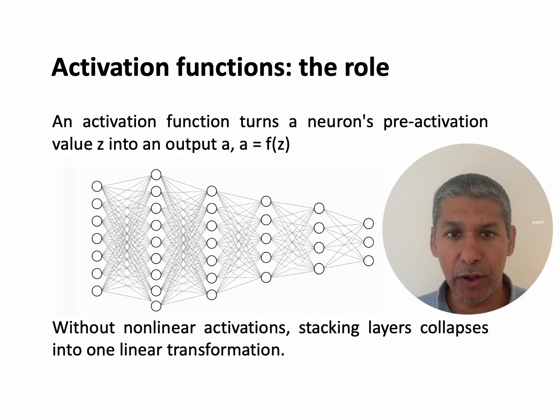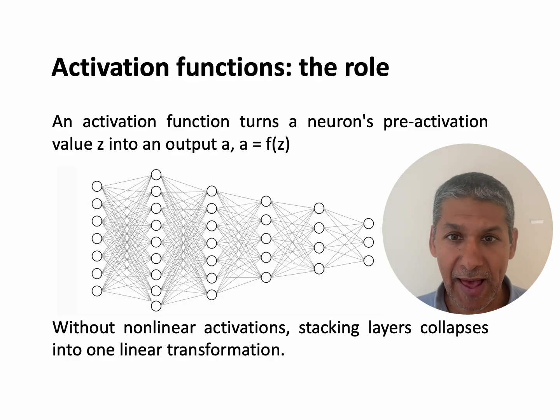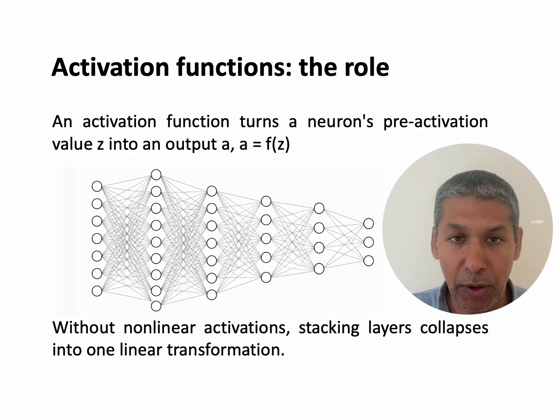Essentially, you want to turn the neuron's pre-activation value z, which is a linear function of the previous neurons, into one output, which is a = f(z). And this activation function is usually nonlinear. If this itself was linear, then you would really have a bunch of linear functions, which would essentially collapse into one linear transformation, which really wouldn't be very useful. So you do need it to be nonlinear to make the entire deep learning network possible.